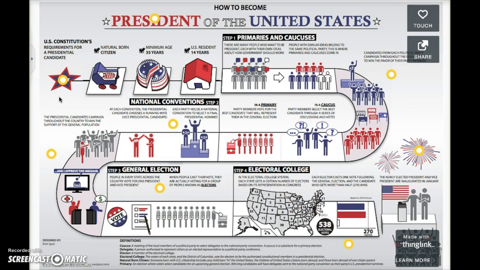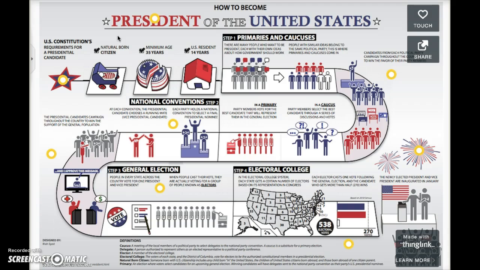So you can see at the beginning that it says there's a few conditions to become President of the United States. And seeing where my mouse goes, the conditions are that you need to be a natural-born citizen, you need to have a minimum age of 35 years, and you need to be a U.S. resident for at least 14 years. And if you meet those conditions, then you are eligible to campaign to become President of the United States.